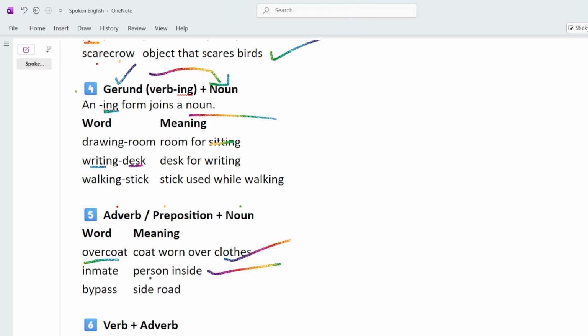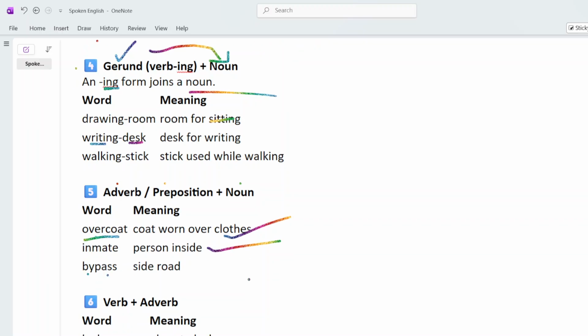Inmate. In is a preposition, mate is a person. Bypass. By also is a preposition, and pass is a road, like a side road or a substitute road. If you want to go subjectively to the meaning of bypass, it's a side road, a smaller road, which is present when you're choosing another way around. So bypass, again a preposition, and pass, right?